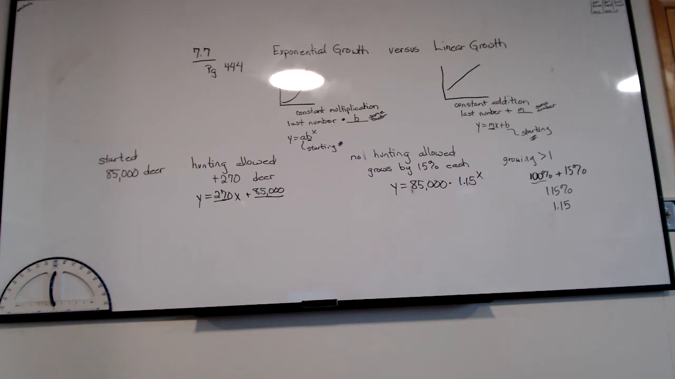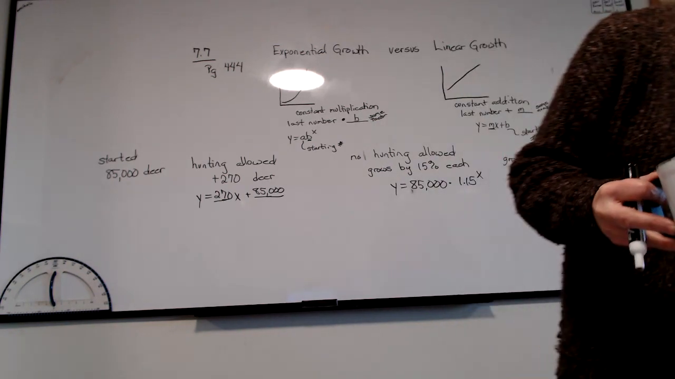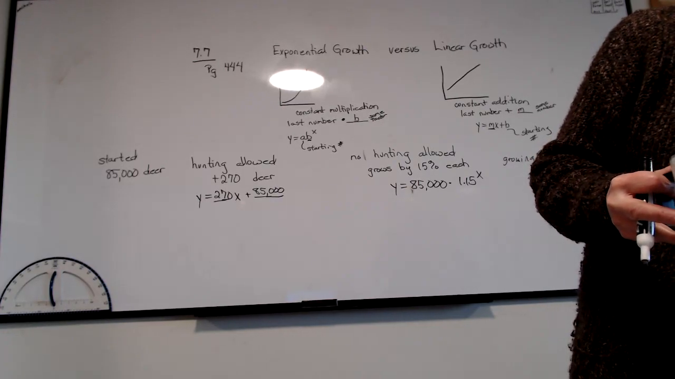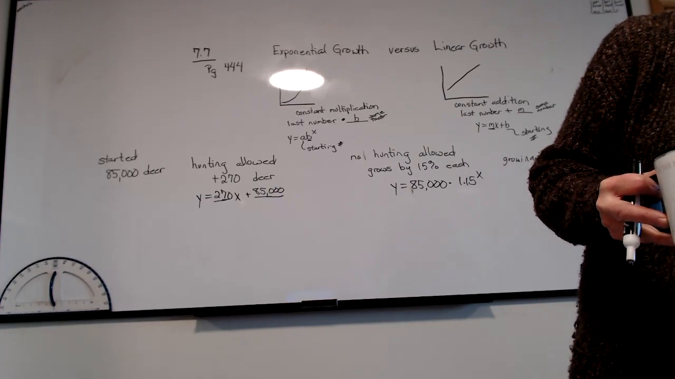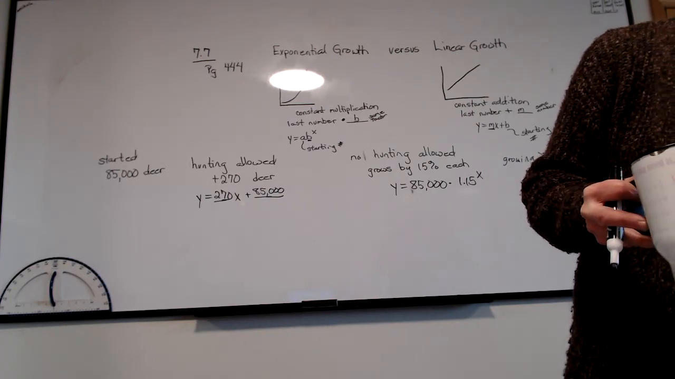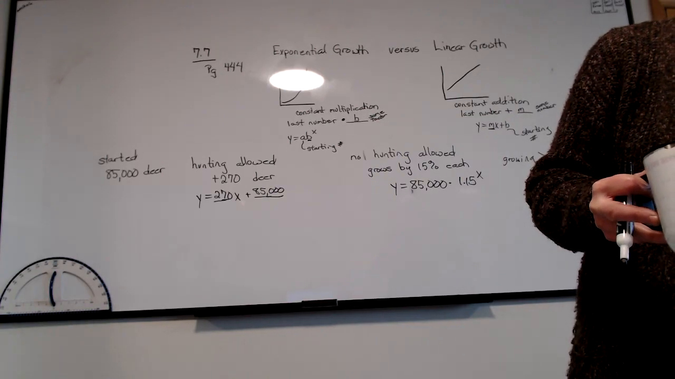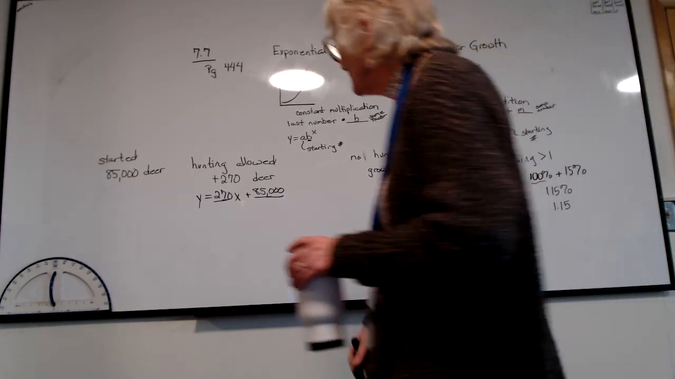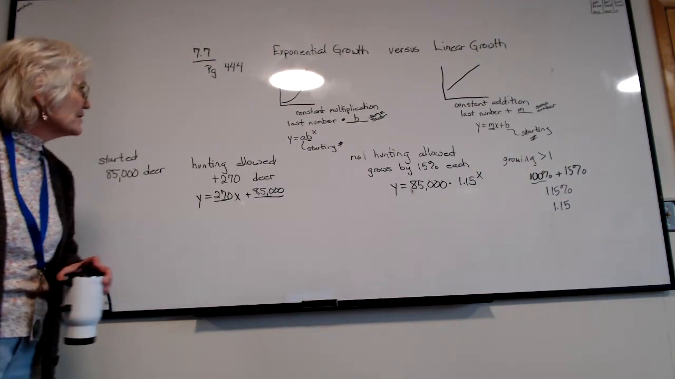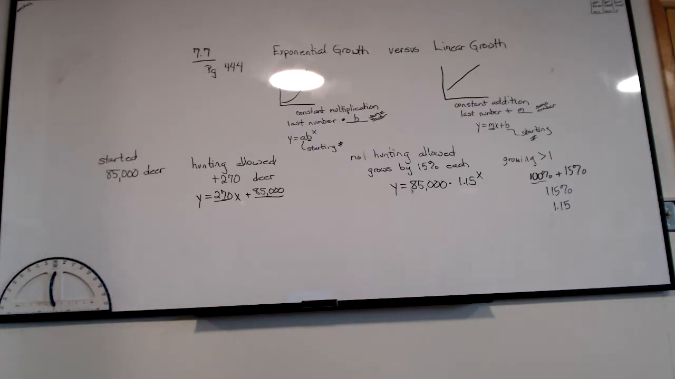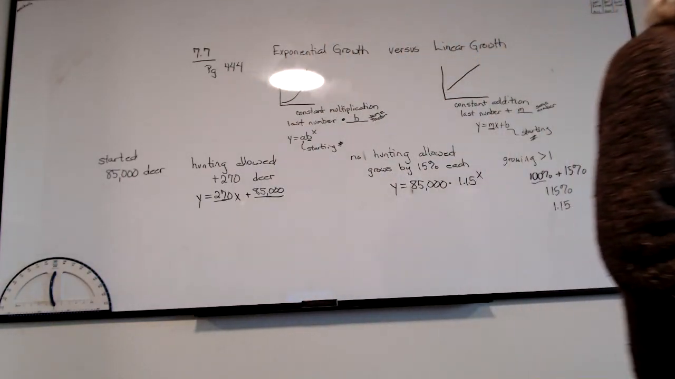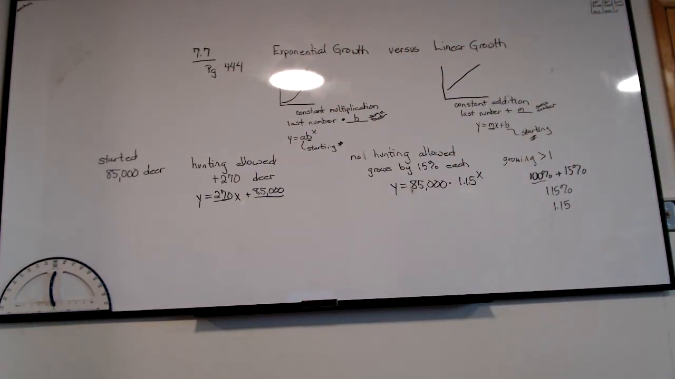Okay, so now let's predict. The state allowed hunting. They decided to allow hunting. So which one are they going to use? Which one are we going to look at? The linear equation, because they allowed hunting.